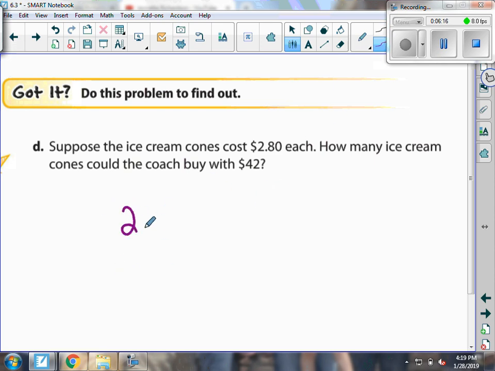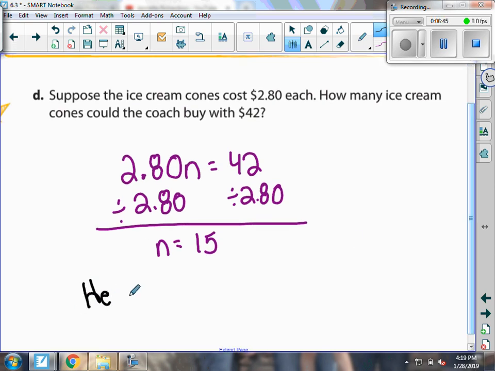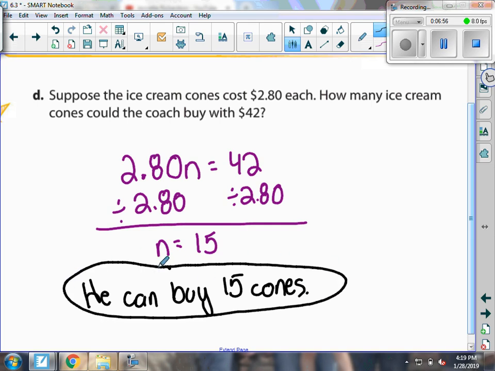So we're going to set this up the same way. It's $2.80 per cone, so I'll use N again, is equal to $42. That's how much that we have to spend total. So I divide both sides by $2.80. And I get N is equal to 15. So how many ice cream cones can he buy with $42? He can buy 15 cones. So that gave us a nice whole number. We didn't have to round anything there, so that was nice.